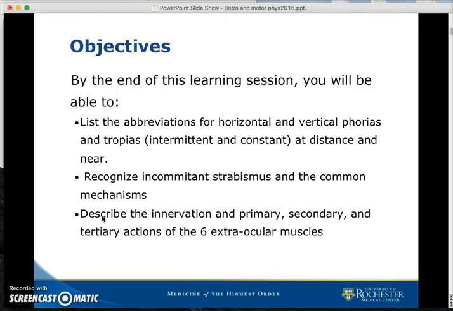Three specific learning objectives for this session are to list the abbreviations for the horizontal and vertical phorias and tropias, which might be intermittent or constant, at distance and near; recognize incomitant strabismus and the common mechanisms of this; and describe the innervation and the primary, secondary, and tertiary actions of the six extraocular muscles.